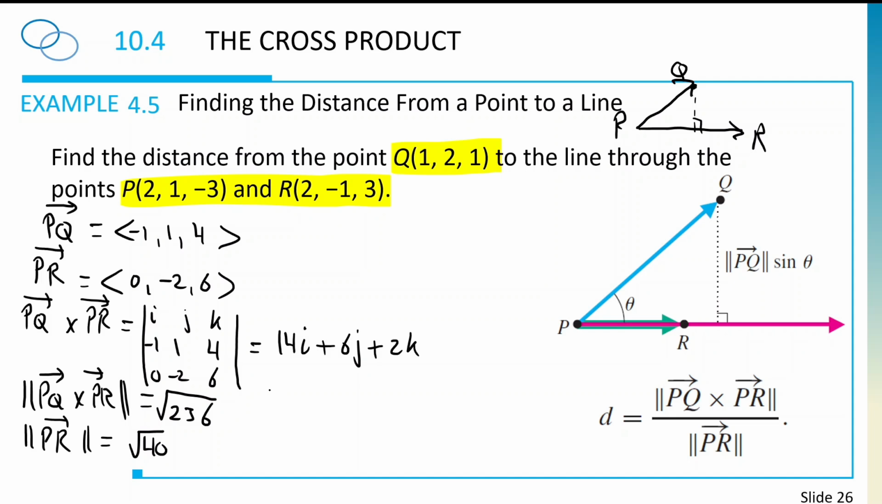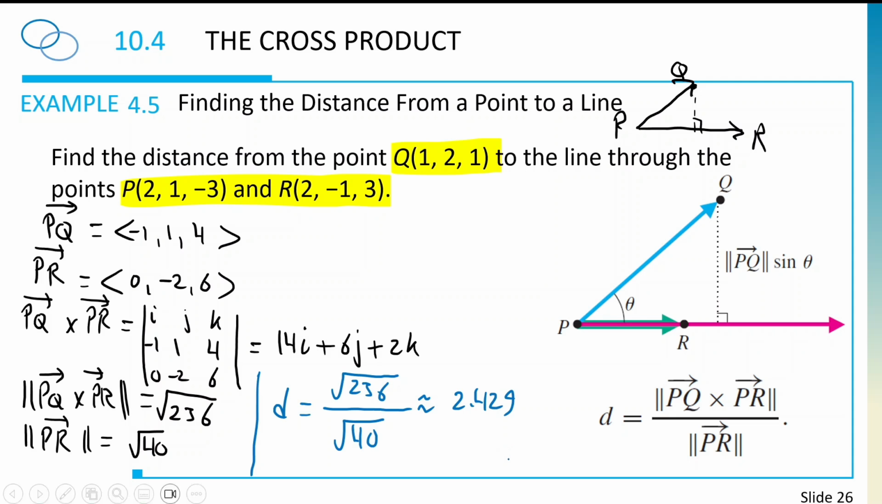Okay, final result. Now we can easily find the distance. Following the distance formula, D equals the magnitude of the cross product, so this is radical 236 divided by radical 40. This is approximately equal to 2.429. So this is the formula, or how we can use the cross product in order to find the distance between a point and a line. Hopefully this is clear.